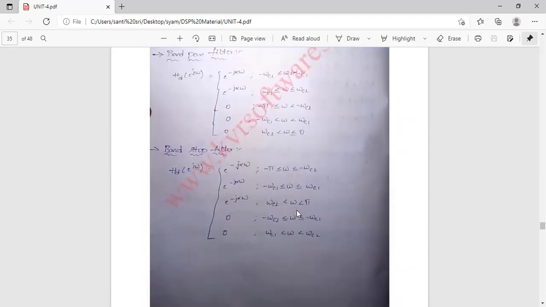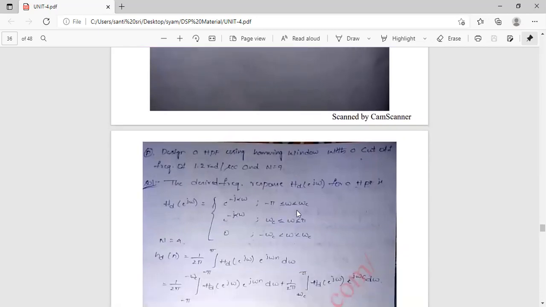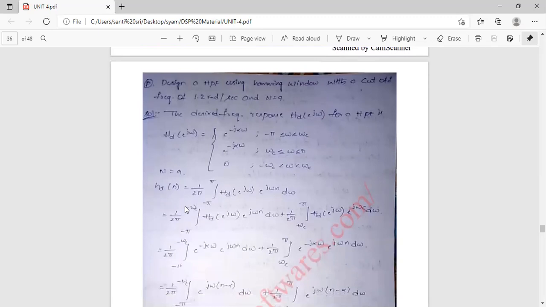So first of all we will write those expressions: e power minus j alpha omega from minus pi to minus omega c, and e power minus j alpha omega from omega c to pi, and it is 0 from minus omega c to plus omega c. Here n is given as 9. So hd of n is equal to 1 by 2 pi integral minus pi to pi hd of e power j omega e power j omega n d omega.